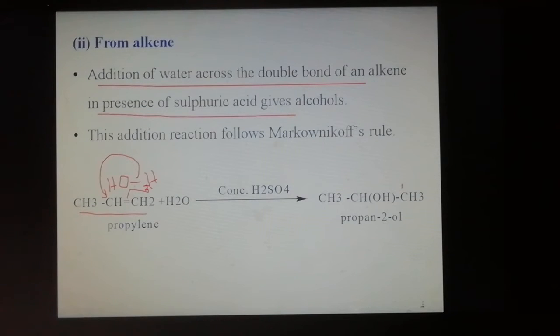Carbon number 1, carbon number 2, then carbon number 3. The second carbon contains one hydroxyl functional group. So the name of the product is propan-2-ol. Then another method, preparation of alcohol from Grignard reagent.